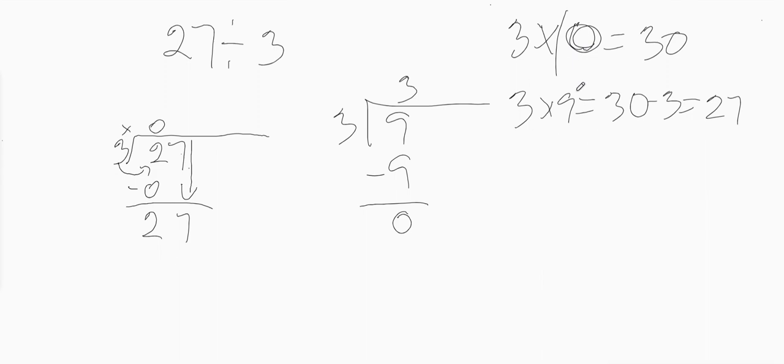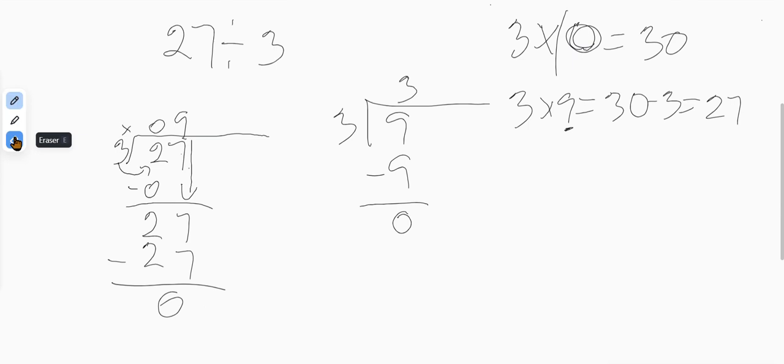This is why knowing your multiplication tables makes it easier for you to do division. So since you know that 3 goes into 27 9 times, you're going to put your 9 above the 7. 3 times 9 is 27. 27 minus 27 is 0. That means your problem is done.